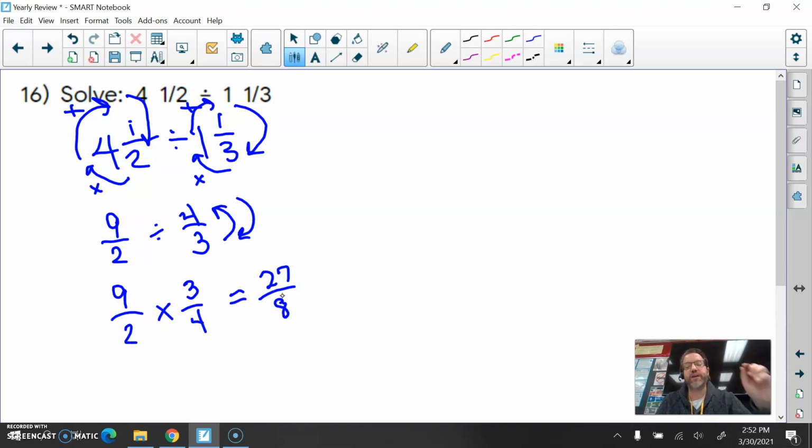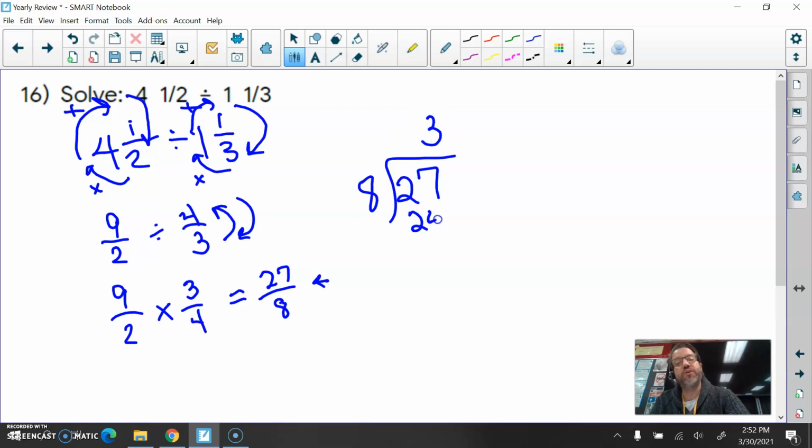And that's my answer. I just have to change it back to a mixed number by dividing, because remember, the fraction bar always means divide. So 27 divided by 8. 8 times 3 is 24. Subtract, we get a remainder of 3. The remainder goes over the divisor. So we have 3 and 3/8. That's the answer to this problem.